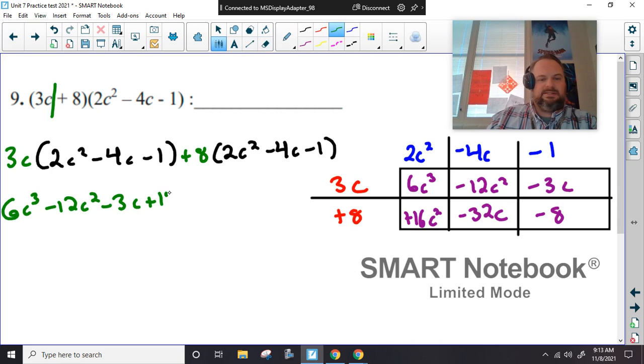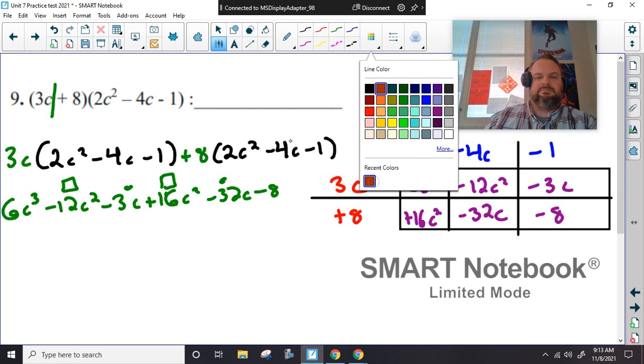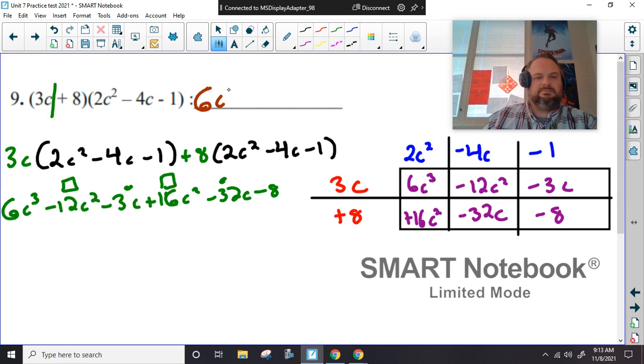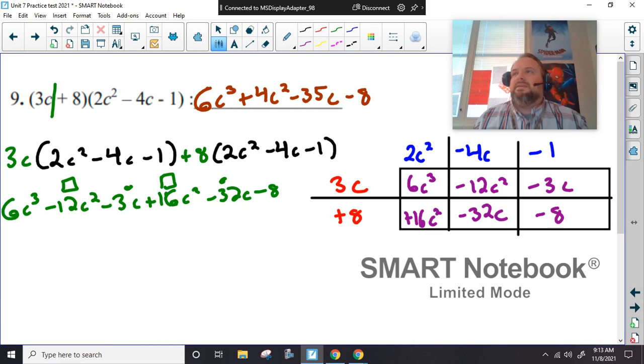Messed up. This should be 16c squared. All right. So after it's all said and done, this is actually what you should be getting.